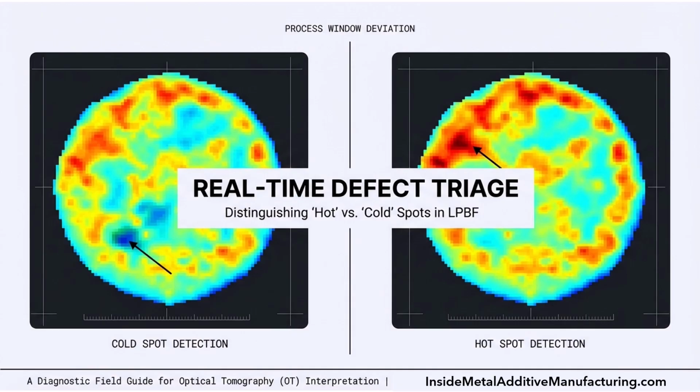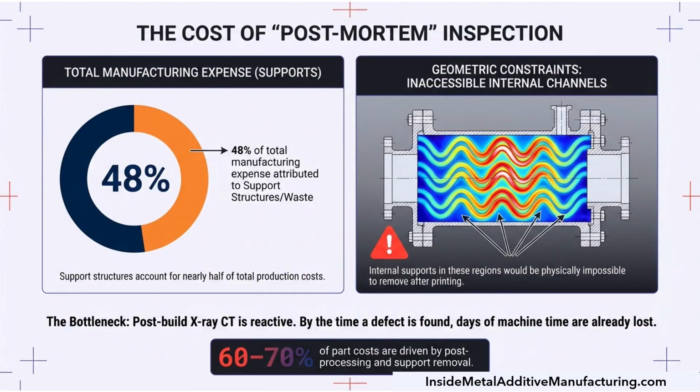The goal of real-time defect triage is to move from reactive inspection to a proactive, born qualified paradigm where components are qualified upon build completion. To do that, we must move away from reactive, post-build inspections like X-ray Computed Tomography because they represent a massive production bottleneck, often taking hours or days for large parts. Support structures alone can account for 48% of total manufacturing expenses, and their removal drives up to 70% of post-processing costs. For components with inaccessible internal channels, first-time right production via real-time monitoring is the only viable path to commercialization.